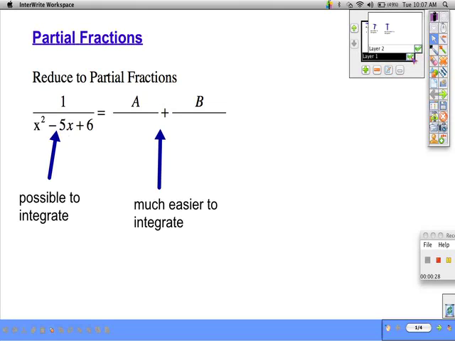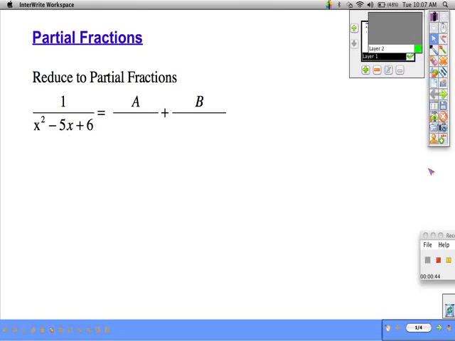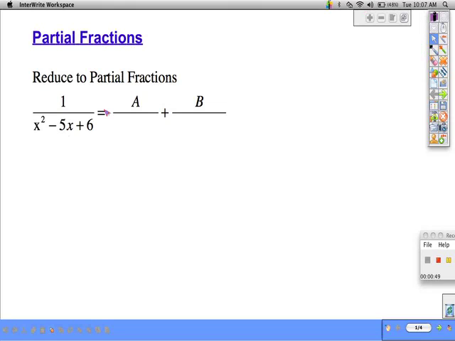The right-hand side, if we were able to write this as two fractions that were added together to give us the left-hand side, it's much easier to integrate, because these denominators are going to be linear factors. So what we want is the factored form for x squared minus 5x plus 6. And those factors are going to be the denominators of the right-hand side. So we're going to have x minus 2 and x minus 3.